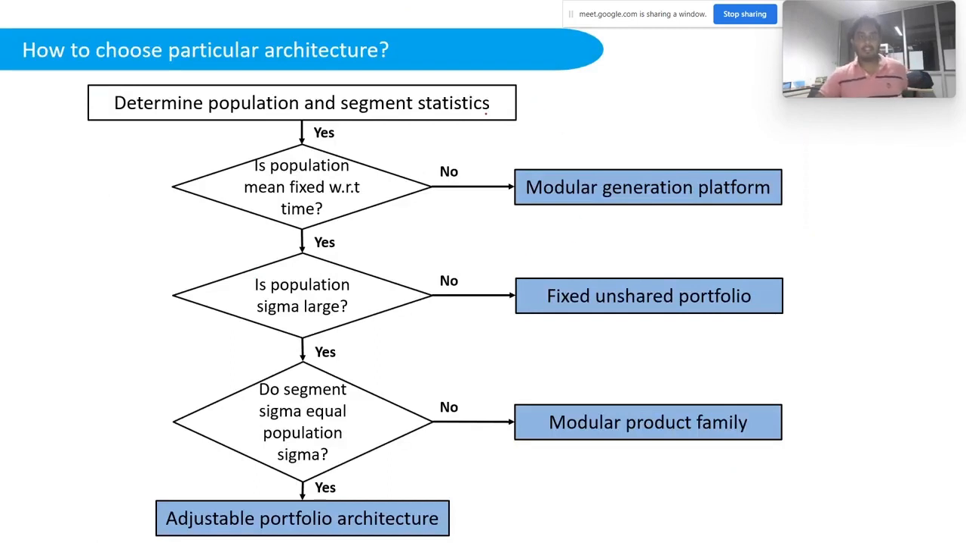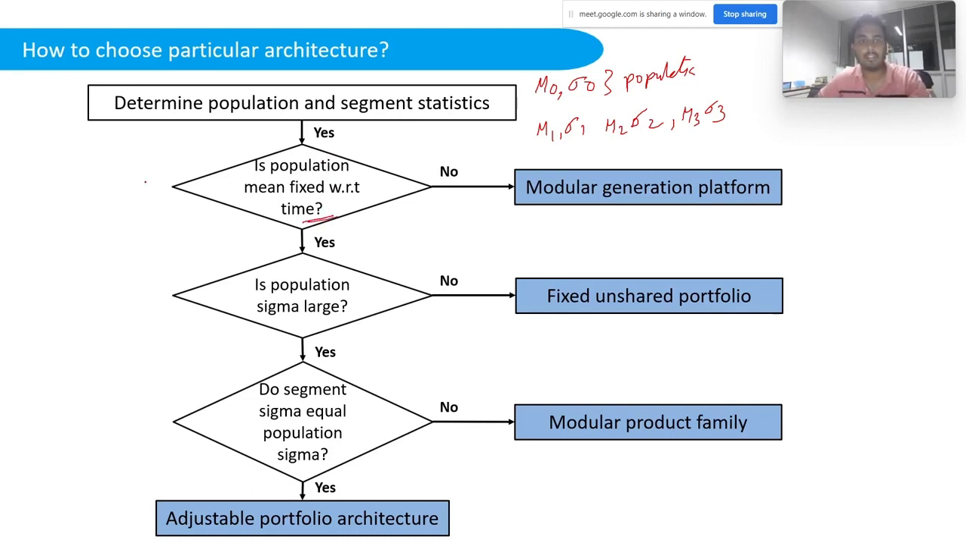For example, you get some population and segment statistics, which include the population mean. If I denote it by mu and sigma, this is the population. And for different segments you have, for example, segment 1 mu 1 sigma 1, mu 2 sigma 2, mu 3 sigma 3. The first thing you can check is whether the population mean is fixed with respect to time.